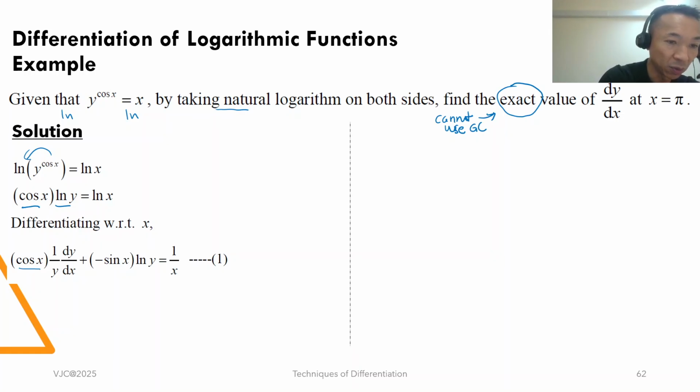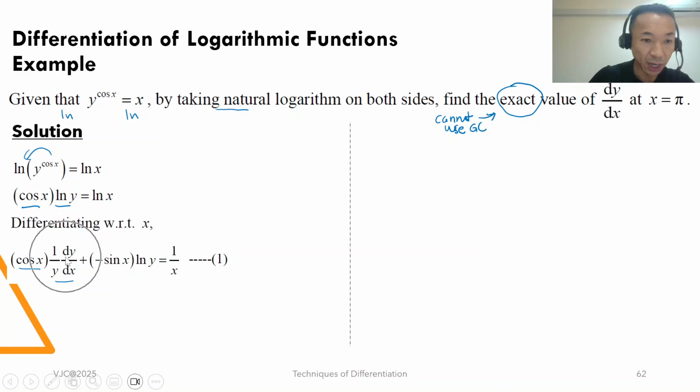Keep cosine x, differentiate ln x, you get this. I repeat, differentiate ln x, you get this. And then differentiate cosine x, you get negative sine x, and then keep ln y like that. And then you have a 1 over x.